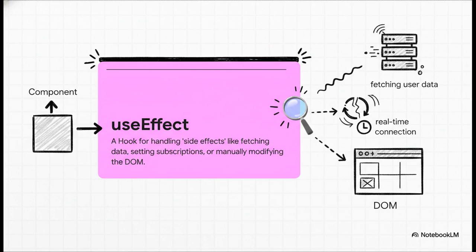they often need to reach out and talk to the outside world. Maybe they need to fetch some user data from a server when they first appear, or connect to a live chat service. In React speak, any of these outside interactions are called side effects. And to handle them, we have another super important hook: useEffect.